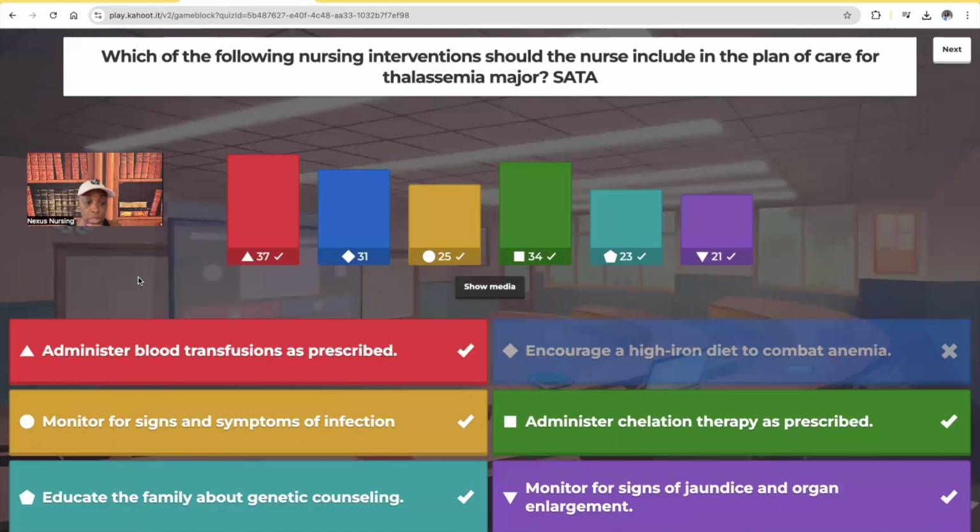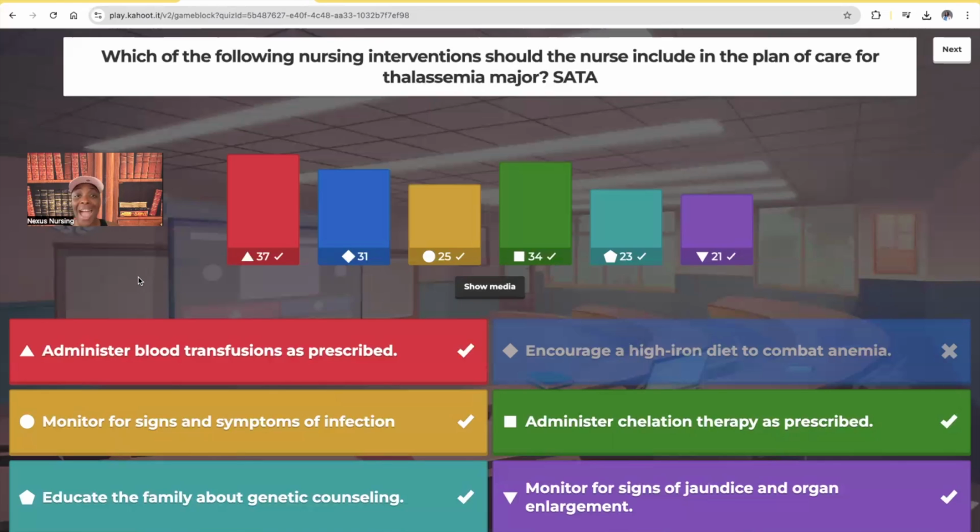Educate the family about genetic counseling. Only 23 of you guys said yes, when in the last slide I was telling you about thalassemia major. One of those things I said was that this was an autosomal recessive disorder. This is a genetic disorder. So yes, you're going to have to do genetic counseling. And last, monitor for signs of jaundice and organ enlargement.